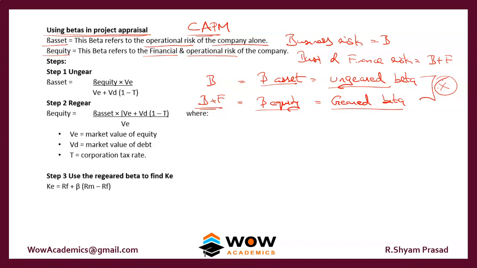So we'll again start. The first step is called ungearing, the second step is called regearing, and the third step is finding out the KE. This formula you had already seen in cost of capital: KE equals RF plus beta into (RM minus RF). So the new steps in the sum are this ungearing and regearing. So that's how it works. We'll look at a problem and see how this is going to be used.